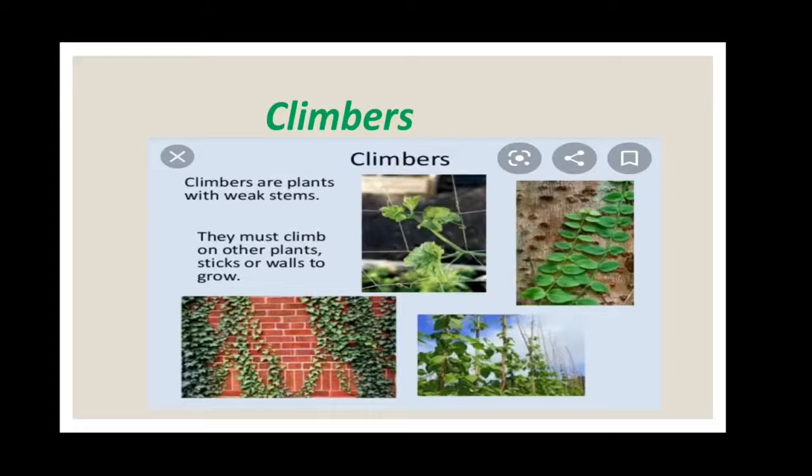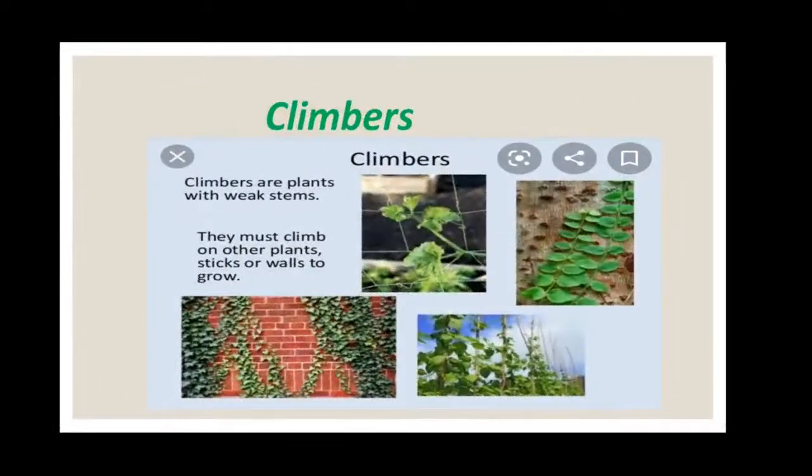Next, climber. Climbers are plants with weak stems. They must climb on other plants, twigs or walls to grow. So climbers always need a support to grow. Examples: money plants, grapevine or peas.